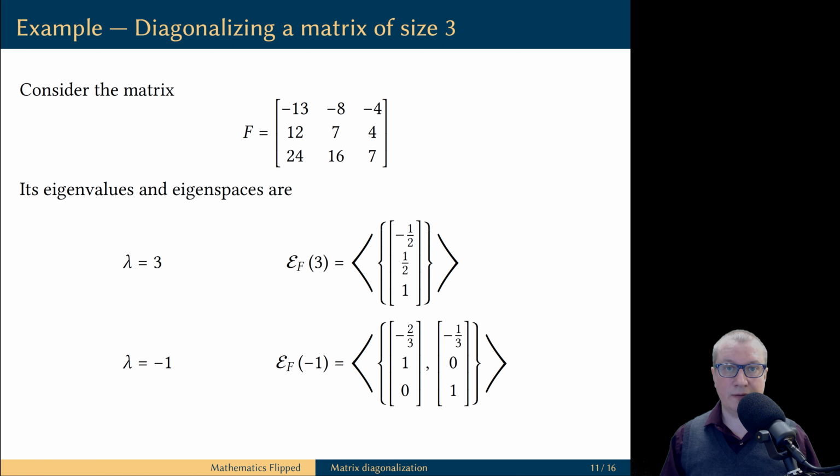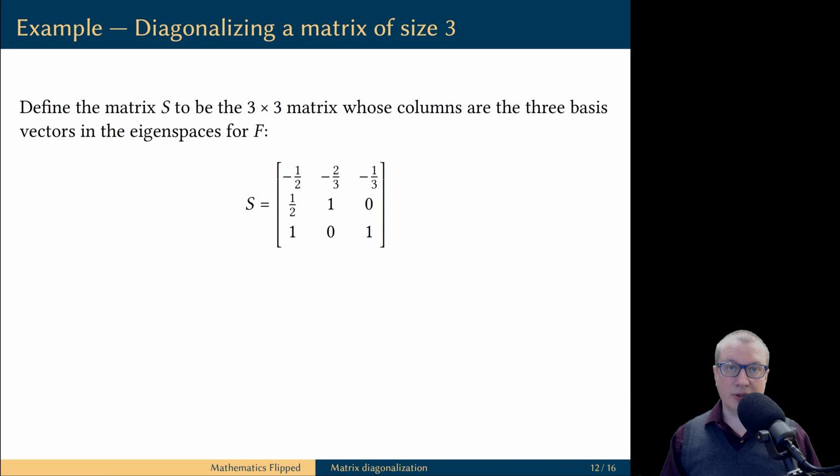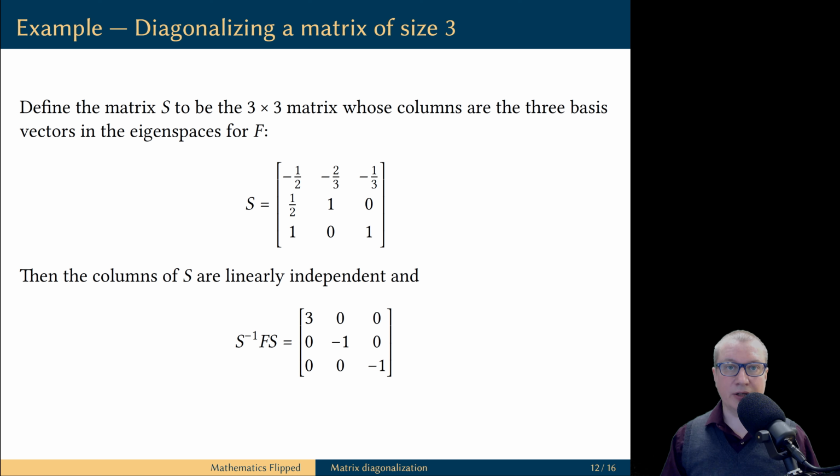But what happens if we put all these three vectors together? Will we still have a linearly independent set? Yes, because in one of the previous videos we have proved that if you mix vectors that correspond to distinct eigenvalues, they are automatically linearly independent. So let's define a 3 by 3 matrix S by using the vectors from the basis of all eigenspaces. We know that these eigenvectors are linearly independent and therefore S is a non-singular matrix.